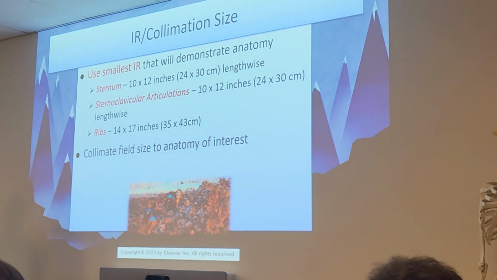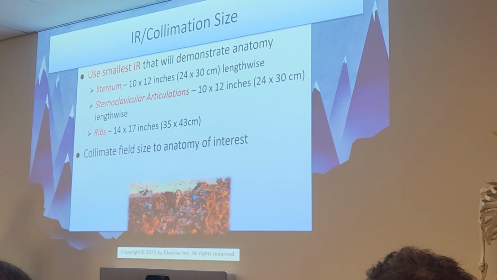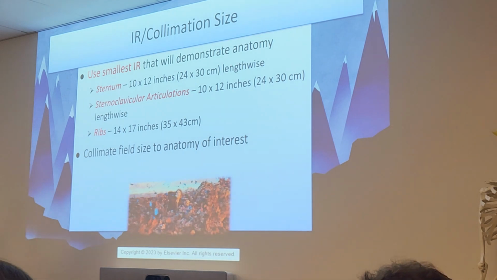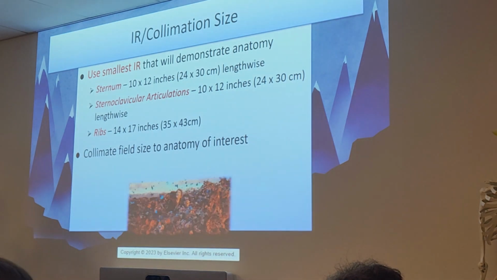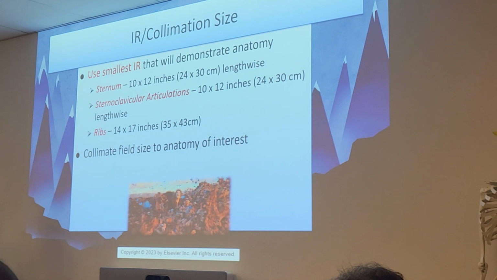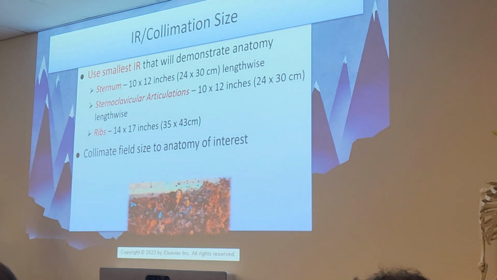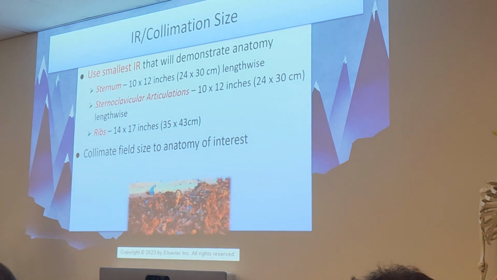Oh, I'm sorry, Emily. What's your question? For the sternoclavicular articulation, I thought Ms. Bonilla said it was 6 by 8. The collimation is, but you're going to start with the 10 by 12 cassette. We're not to the collimation yet. Good point. She is correct. It is 6 by 8.